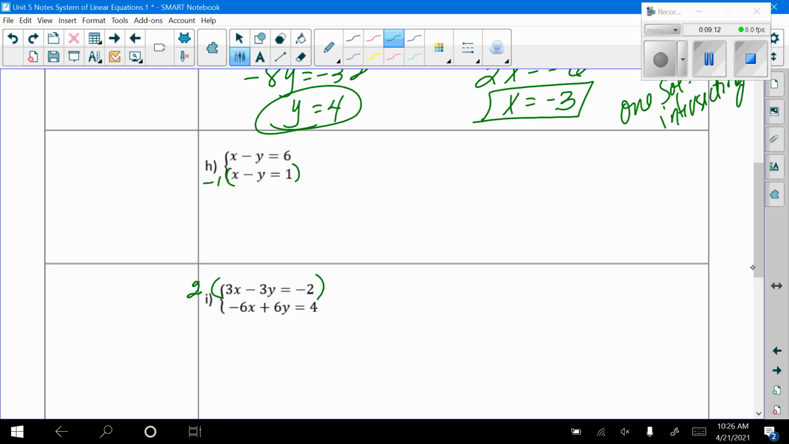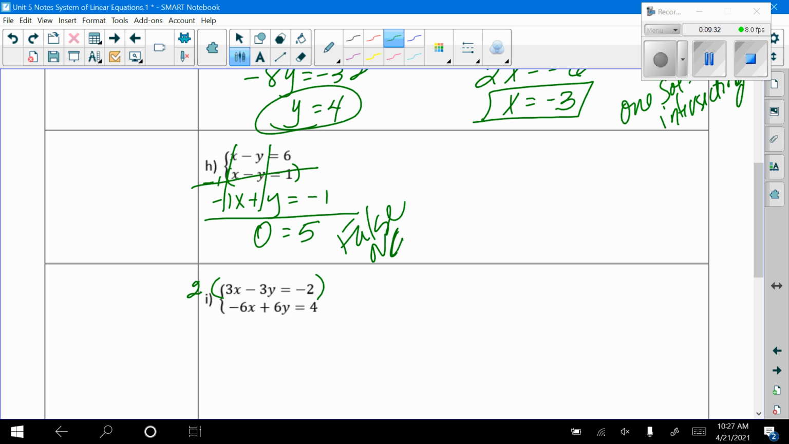The next one I'm going to multiply by -1, so it gives me -x plus y equals -1. Now canceling, they cancel, I get 0 equals 5. Again, this is false. So no solution because they are parallel.